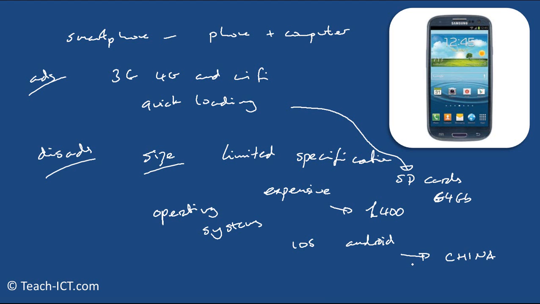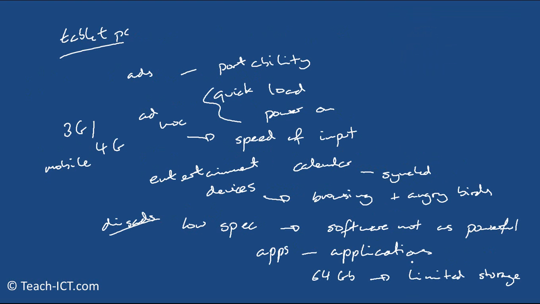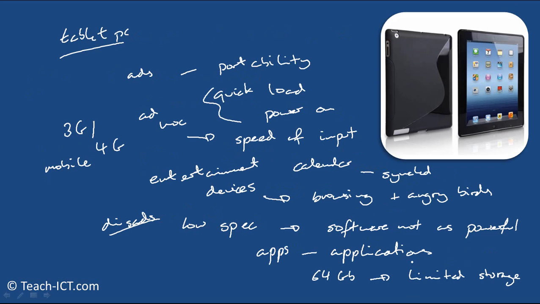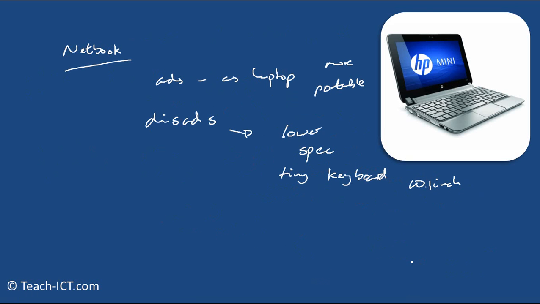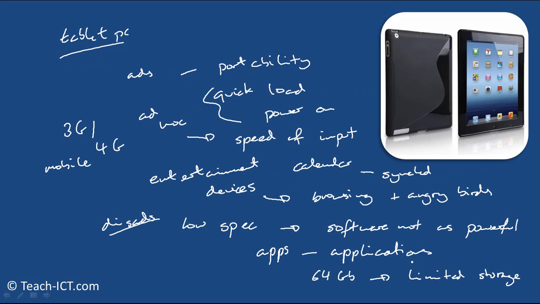I think, to be honest with you, that's kind of it. So, a quick recap: we've got the smartphone, and we've got the tablet PC. Again, quick loading, that sort of thing. You've got the netbook, which I'm not really convinced is useful for pretty much anything apart from browsing the internet. And if I had money to buy a netbook, I would personally go out and buy a second-hand tablet.